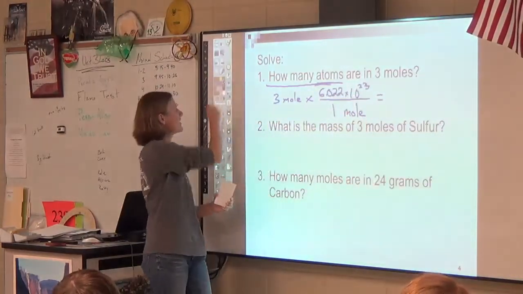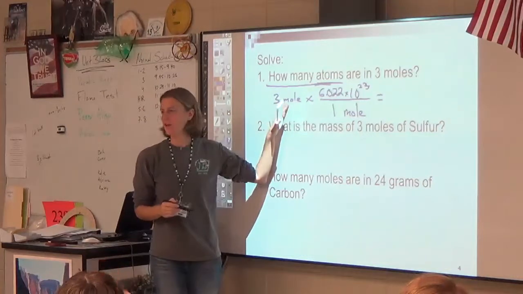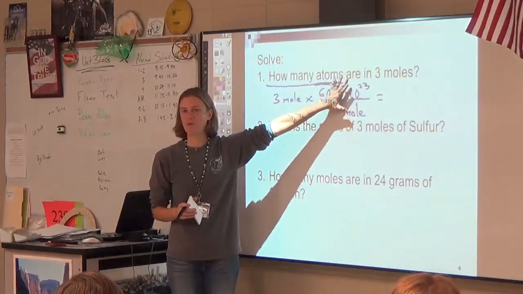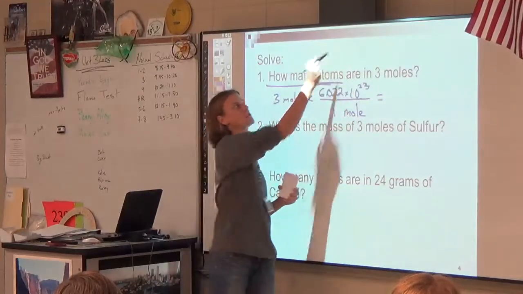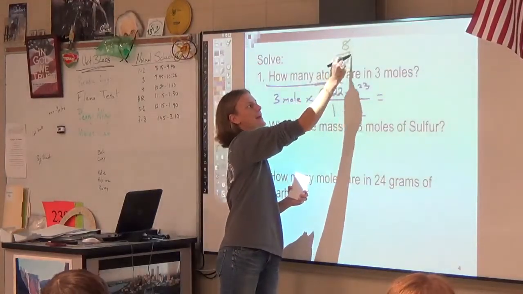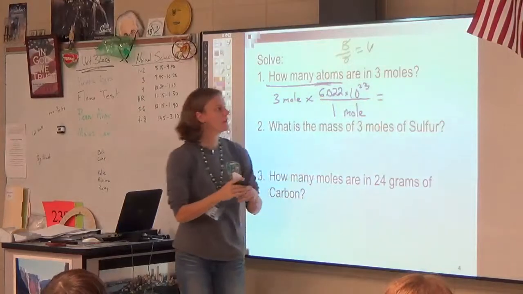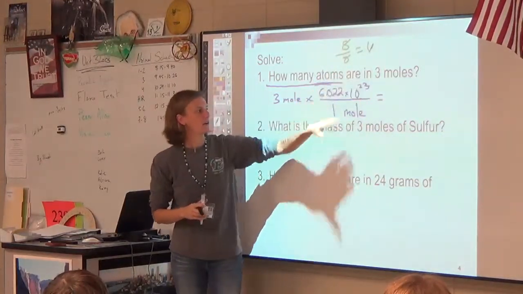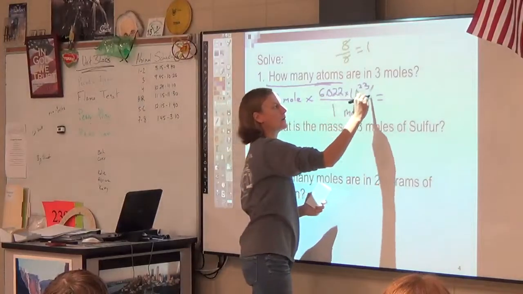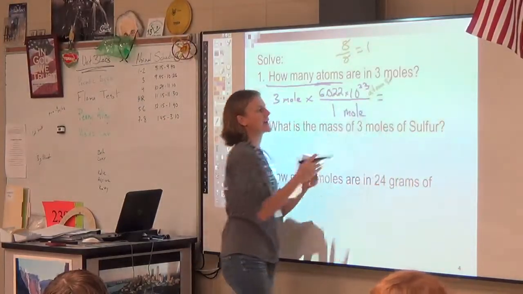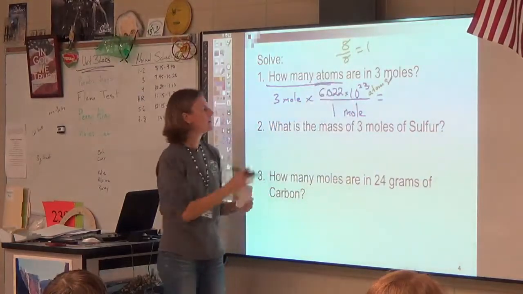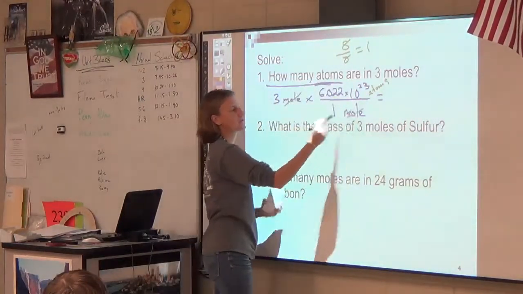So this was dimensional analysis. We write down our given number. We multiply by fractions. Fractions that equal 1. Well, any fraction equals 1, remember, if the top equals the bottom. So 6.022 times 10 to the 23rd atoms is equal to 1 mole. Just like I could put 1 dozen on the bottom and 12 on the top. So this cancels out my unit of moles.